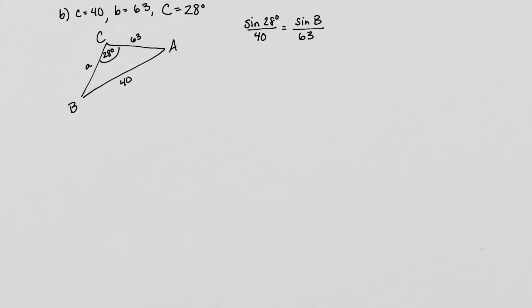So I need to figure out what capital B is. So I'm going to cross multiply. Or I don't even have to cross multiply. I just need to move the 63 up to get the sine of B by itself. So 63 times the sine of 28 degrees over 40 is going to be equal to the sine of B.